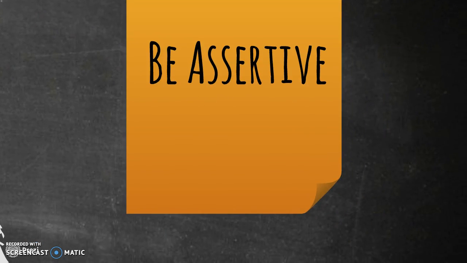The second step is to be assertive. That means that you have to be confident, but at the same time you have to avoid an aggressive presence. Not being confident means that you are going to be aggressive. So always be assertive.